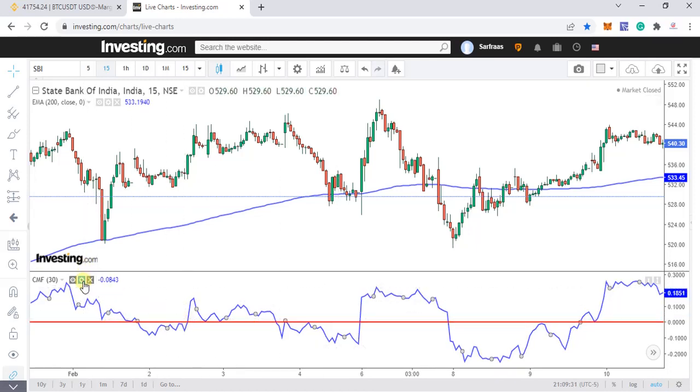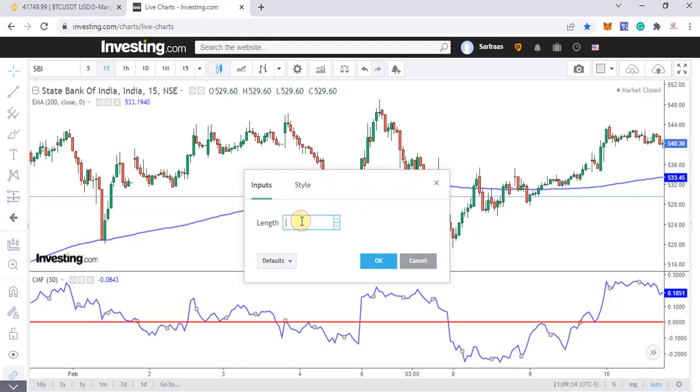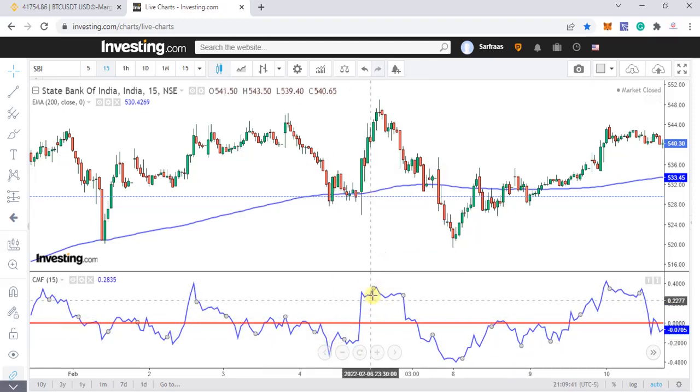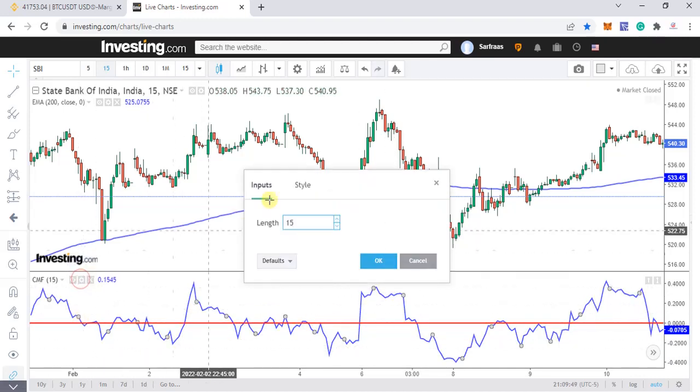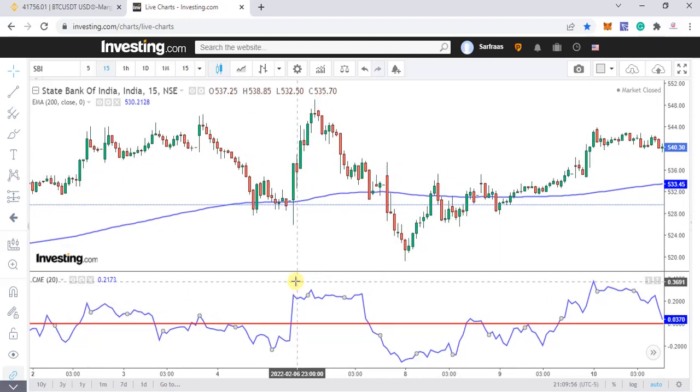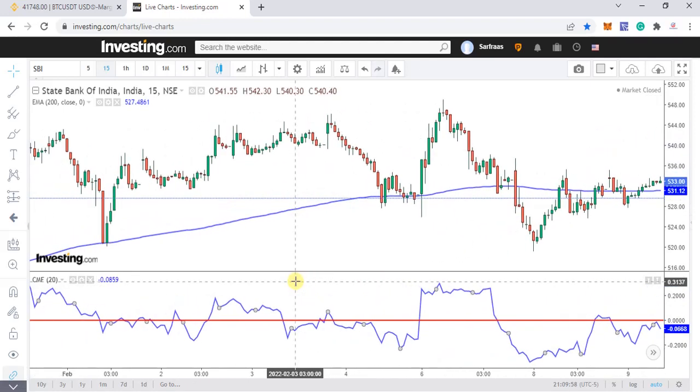But if you want to tweak it and make it faster, and let's say I'm choosing something below 20, let's say 15, what's going to happen? It's going to give you a lot of noise, probably a lot of false signals. So typically, I would always recommend leaving the indicator at the default settings as it is, because obviously when these indicators were developed, the creators took the pain and came to this figure after a lot of due diligence.